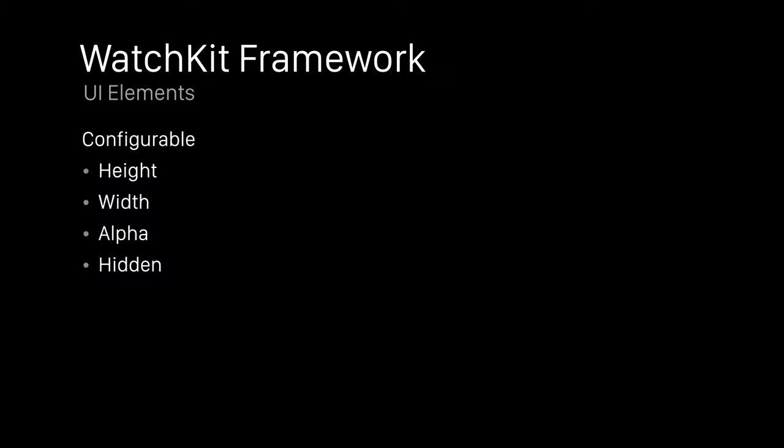All of the UI elements available in WatchKit have standard configurable properties. Programmatically, you can set height and width to a fixed value. Using Interface Builder, you can set height and width to a fixed value or to a relative value based on available space. As we previously mentioned, you can hide and show elements or change their alpha to affect their appearance on screen.